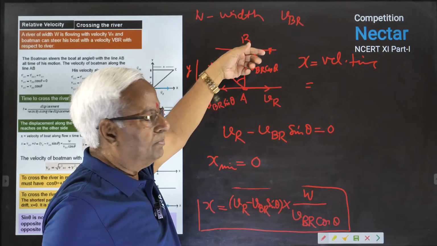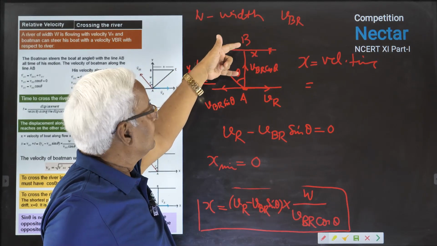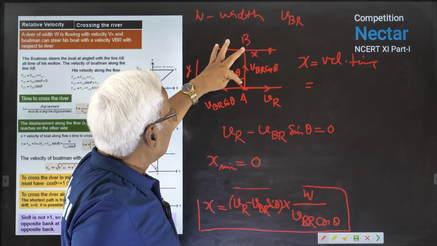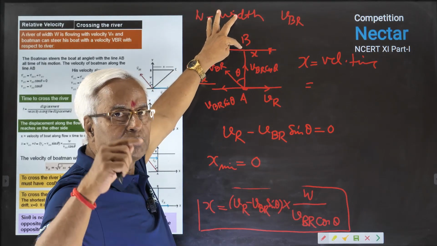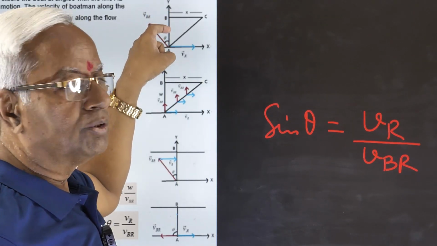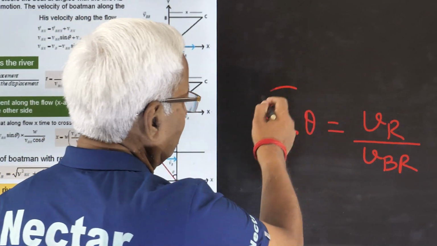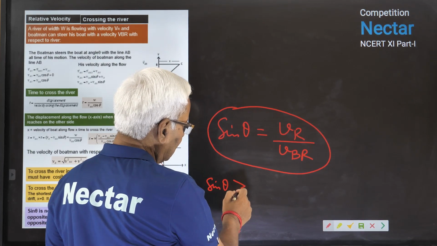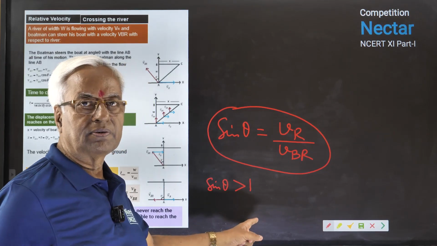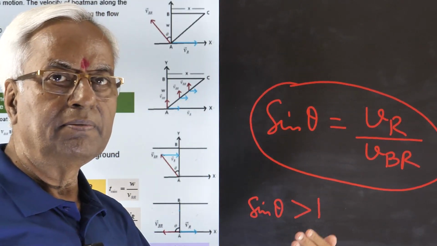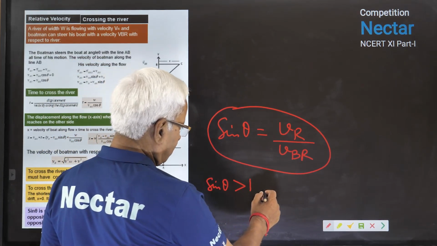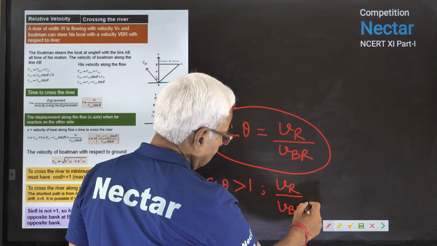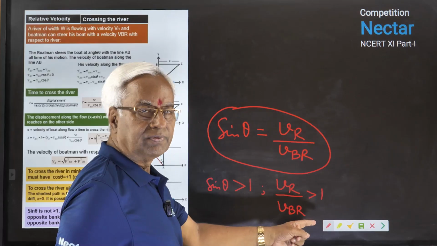Where will the boatman reach? Boatman will reach point B only. That is, the path will be, in that case, shortest. If x is minimum and the boatman reaches exactly opposite to starting point, this path is going to be shortest path. Condition is this. And for sine theta, you know the condition that sine theta can never be greater than 1. Sine theta always lies between -1 and +1. So if sine theta equal to VR upon VBR is greater than 1, this is impossible.